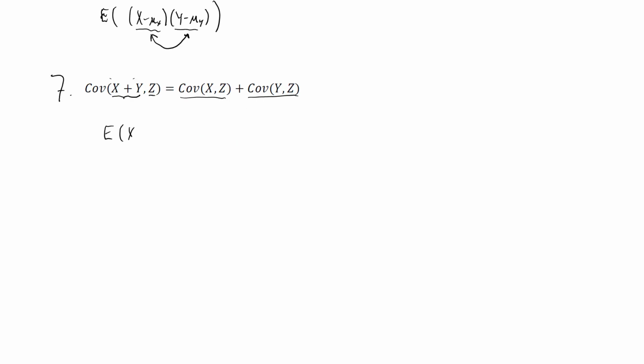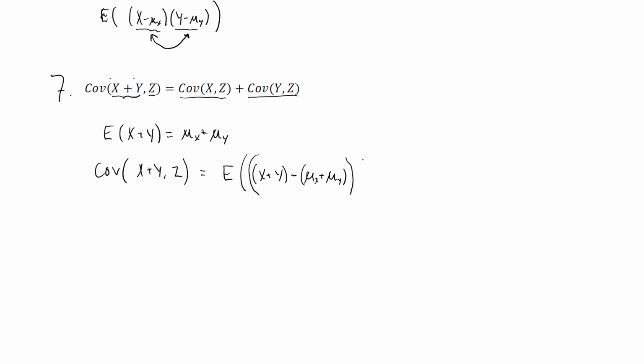The expected value of X plus Y is equal to, by linearity, so I can move the expected value inside. It's mu_x plus mu_y. That means that the covariance of X plus Y and Z is, according to the definition, the expected value of X plus Y minus the expected value of X plus Y, that is mu_x plus mu_y, multiplied by Z minus mu_z.